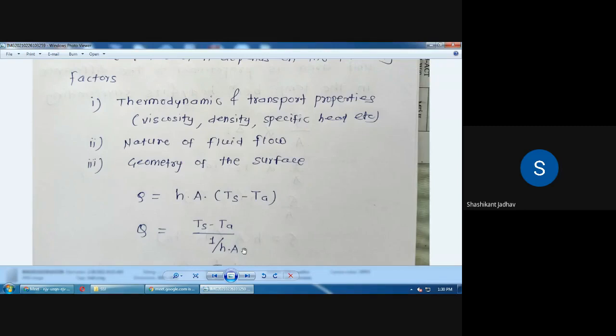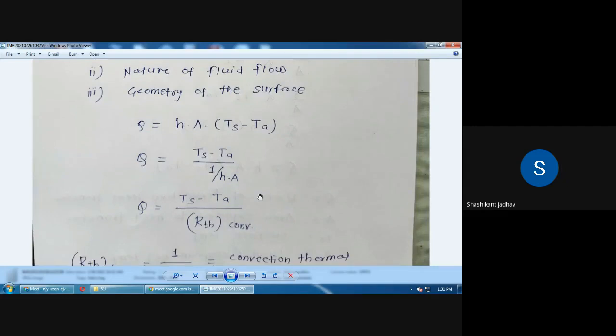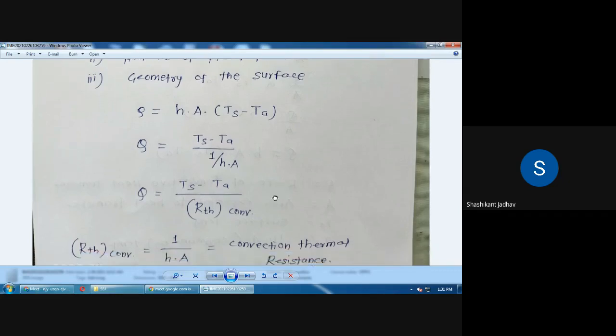Okay, if we find the equation for conduction in the same way, in conduction we get dx by k. That factor opposes the heat transfer in conduction, and 1 upon hA opposes the heat in convection. So we write the equation Q is equal to Ts minus Ta divided by 1 upon hA. This 1 upon hA is nothing but the thermal resistance for the convection. So write down Q is equal to Ts minus Ta divided by the thermal resistance of convection.